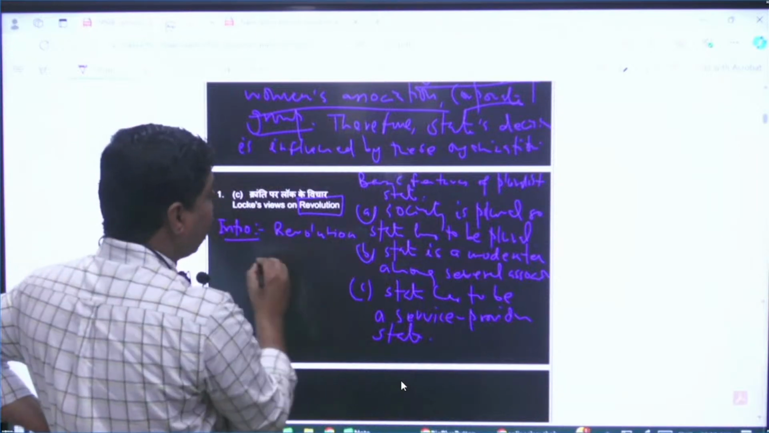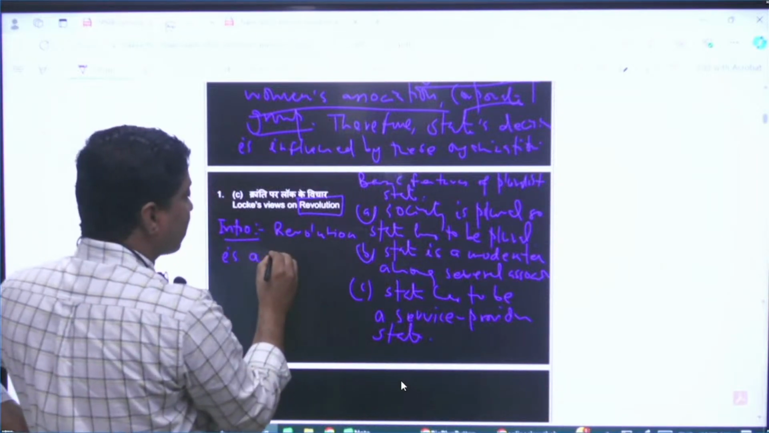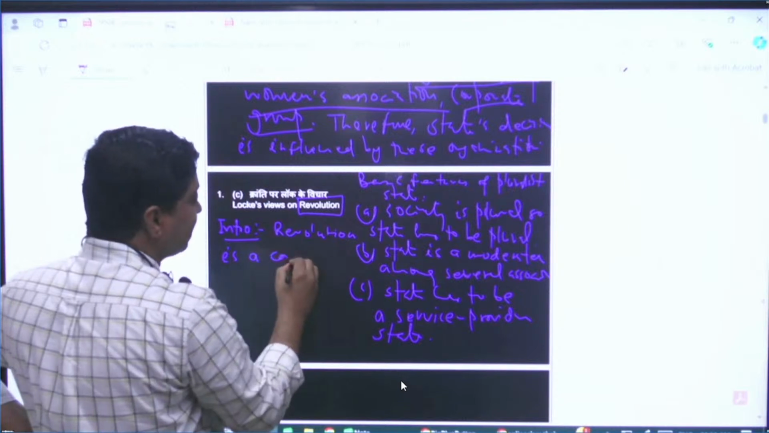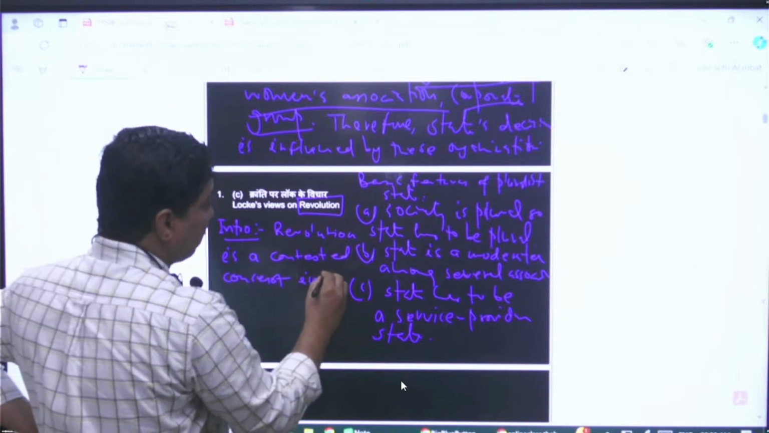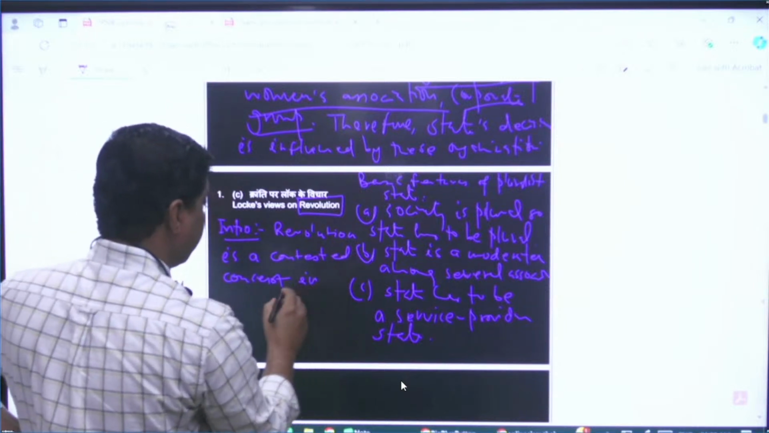Revolution is a contested concept in political theory, in Western political theory.